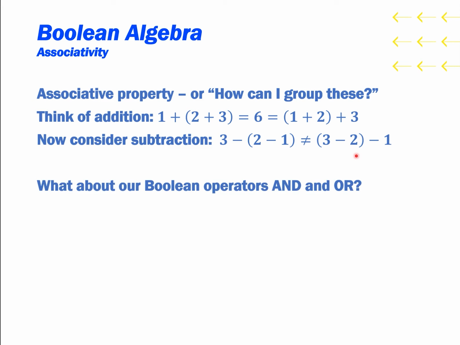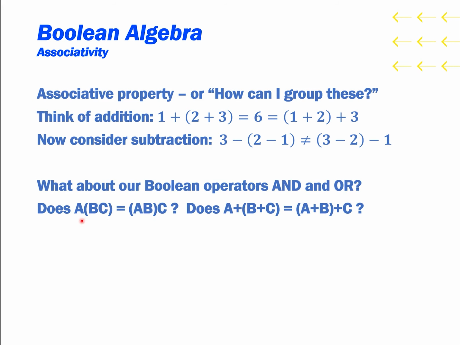So what about our Boolean operators AND and OR? Does A and B and C still give you the same answer if you do the B and C first before the A and B? And what about A or B or C? Will that give you the same if you do the B or C before the A or B? Yes. You can prove this by building a very simple example circuit in Circuit.js, but for now you can just take my word for it.